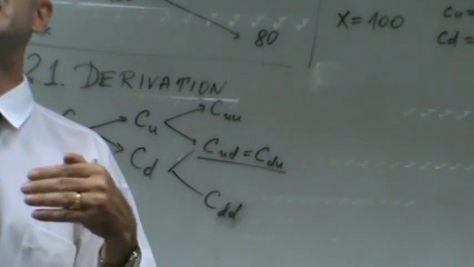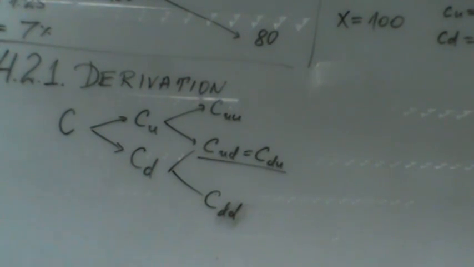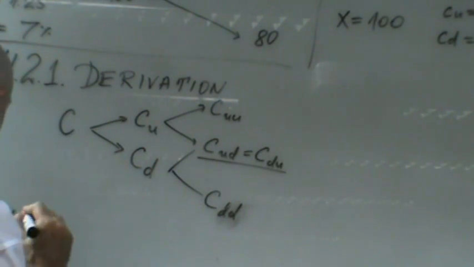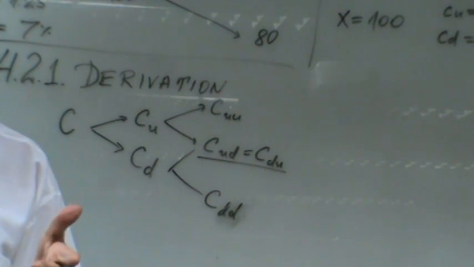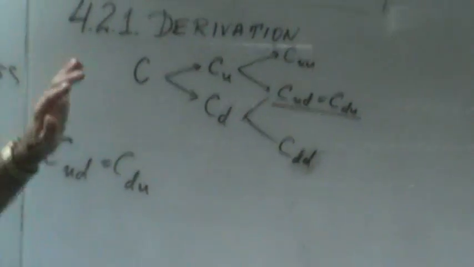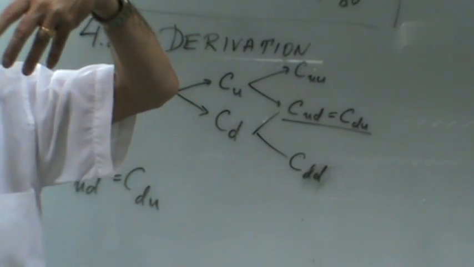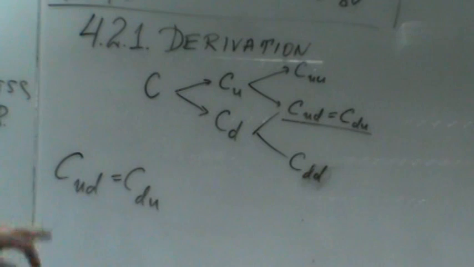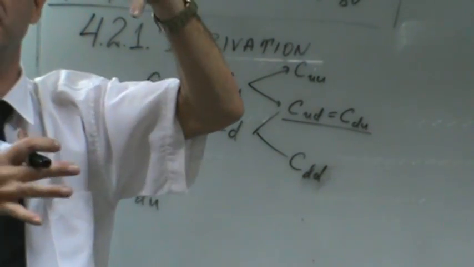It is not necessarily true that CUD equals CDU, but in general, this is a good approximation. It's a good approximation that whatever it goes up is kind of like the same as going down. So this is the same as, at least for the stock, okay? The stock goes up 20%, goes down 20%, roughly, okay?